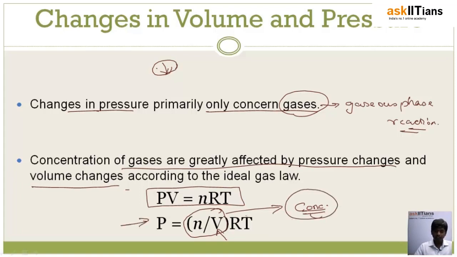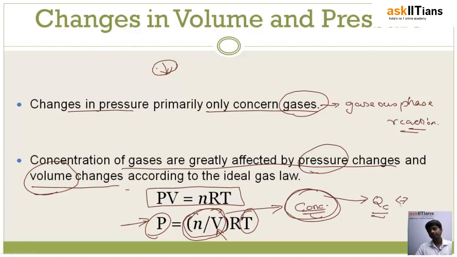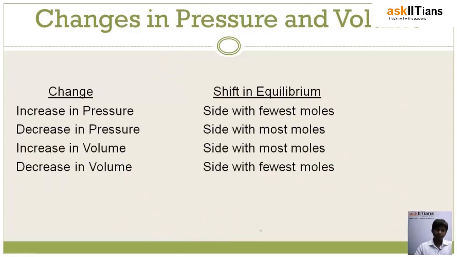A change in pressure at constant temperature, suppose that your temperature is constant, is definitely going to affect the concentration. So can I say that changes in pressure and volume are going to affect the concentration, and we have already seen that a change in concentration affects your Qc and hence the equilibrium, and we take decisions accordingly, whether Qc was less than Kc, more than Kc, or remained equal to Kc even after changing the volume or the pressure. Fine. So let us see.